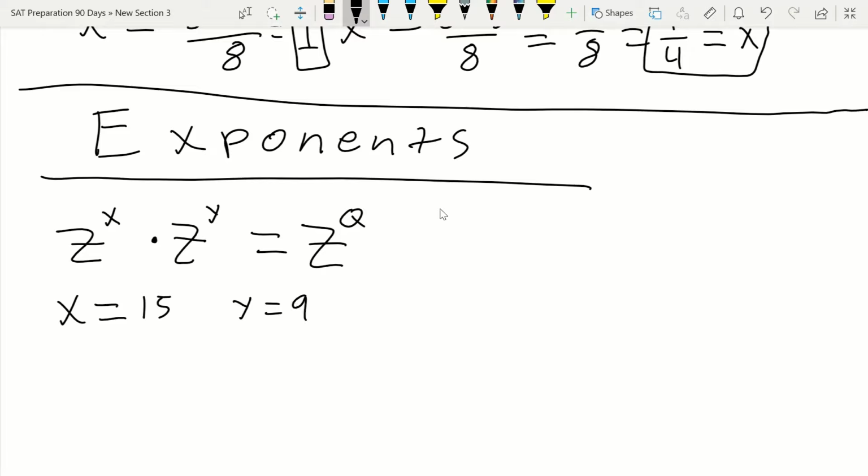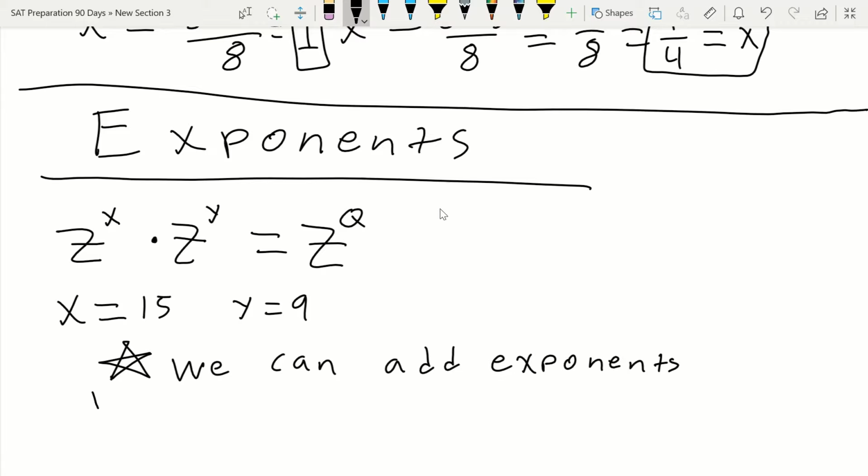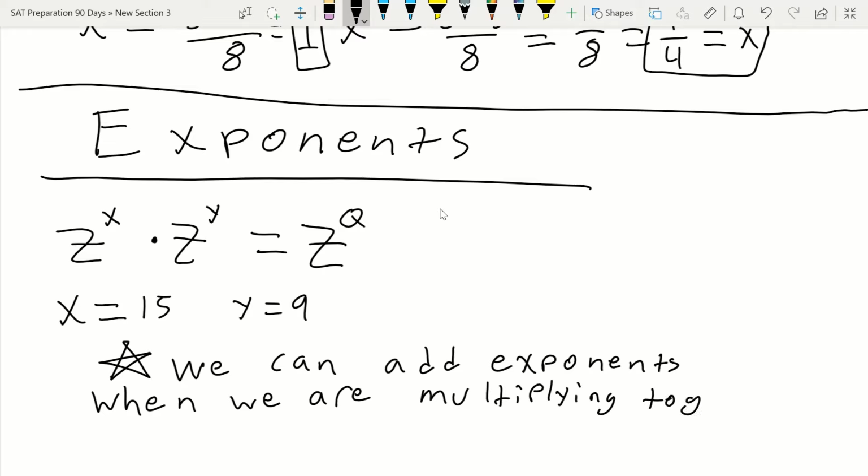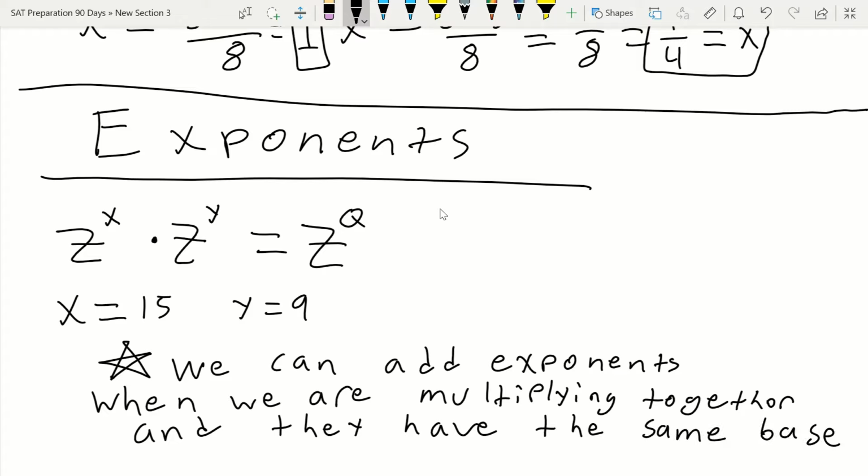Well, what's unique about exponents is that we can just add our two exponents, but only if we have the same base. Keep in mind, this is only if we have the same base. So I'm going to put that right here. This is important. You should add it to your notes. We can add exponents when we are multiplying together and they have the same base. They have to have the same base.